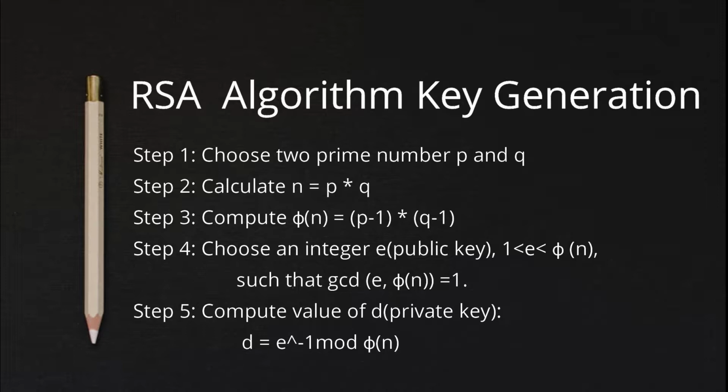Step 4: choose an integer e, that is the public key. e must be greater than 1 and less than phi n, such that the GCD of e and phi n must be equal to 1. Step 5: compute the value of d, that is the private key. d can be calculated as the inverse of e mod phi n.